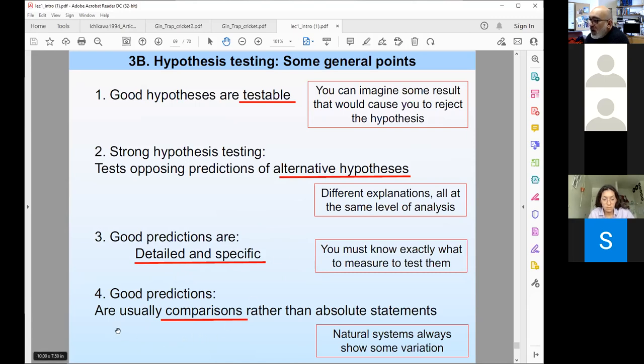Good predictions are usually comparisons rather than absolute statements. What that means is that we want to conduct an experiment or an observational study that compares among different scenarios, rather than just looking at a single scenario and drawing conclusions from it. Okay, I'm going to end it there, because that's how we're going to finish this section.